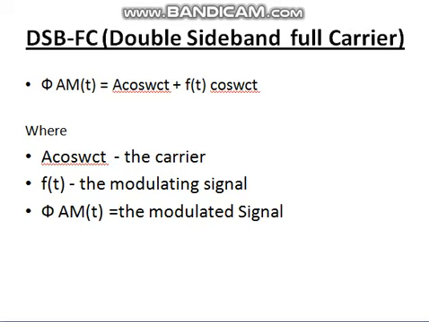Now we discuss the double sideband full carrier. The AM signal is obtained by adding large carrier power A cos omega_c t to the modulating signal, where we get the equation phi_AM(t) = A cos omega_c t + f(t) cos omega_c t, where A cos omega_c t is the carrier and f(t) is the modulating signal. When carrier and modulating signal are added, we get the modulated signal of DSB-FC, and phi_AM(t) is the modulated signal.